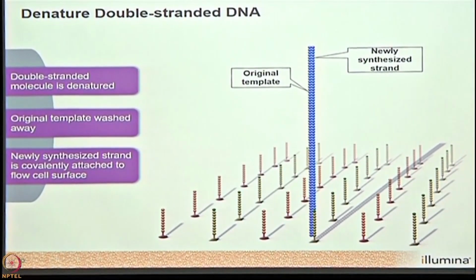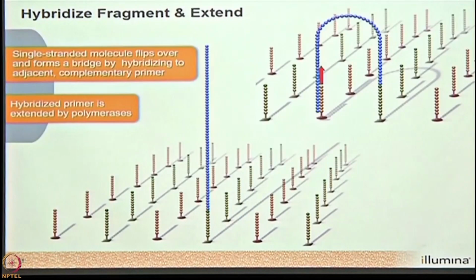So you can see you will be getting a structure like this. Then we retain this strand because it is bound covalently to the surface of the flow cell, and because the original strand is bound by hydrogen bonding, which is a weak bond, we denature it and wash away this original template. We retain this one. Clear? Then this end is also complementary to this oligo, so it will flip over here.